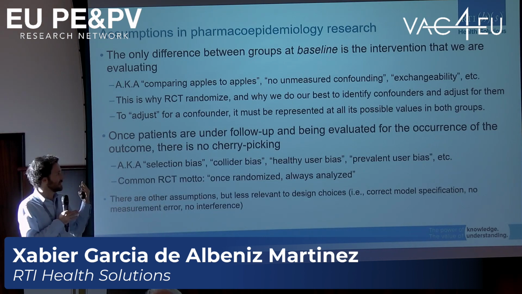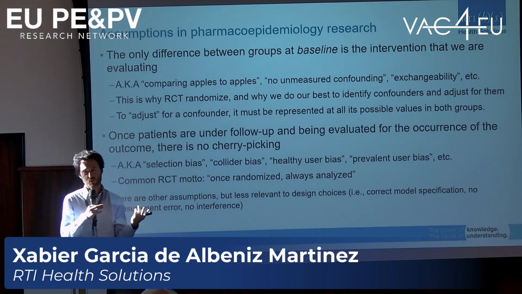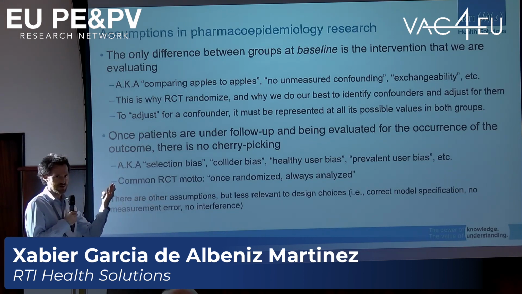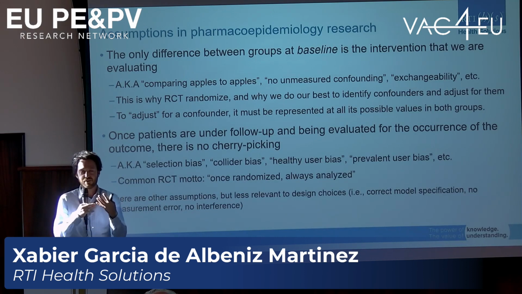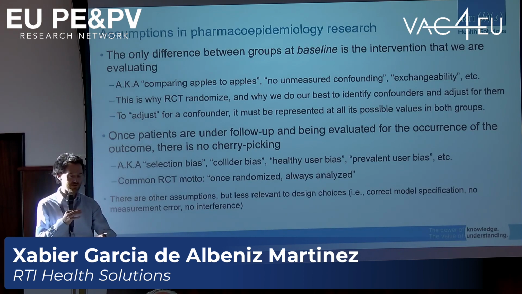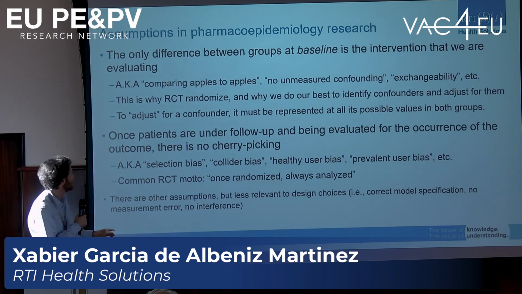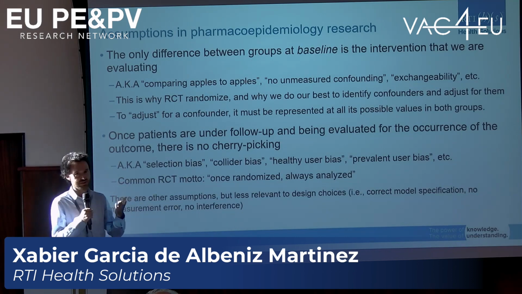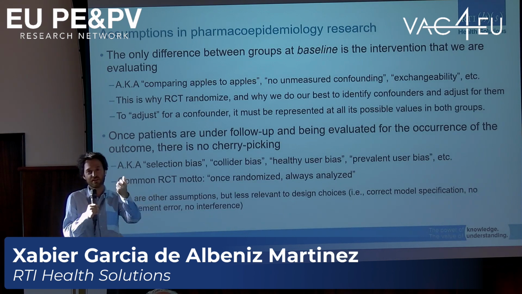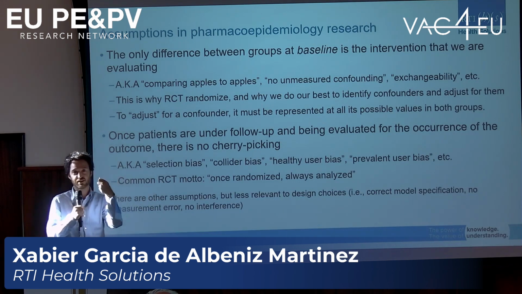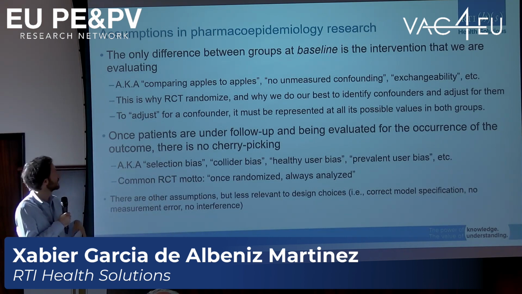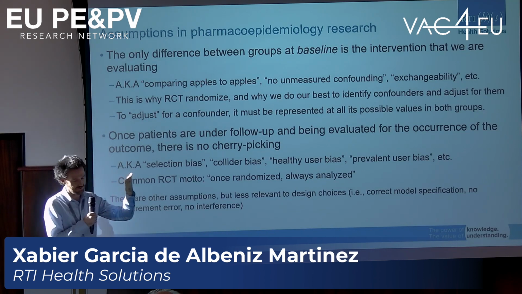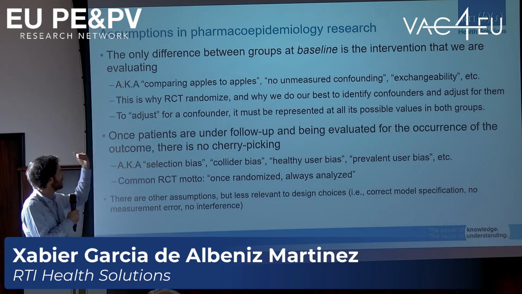So the two basic assumptions that we work with when we do pharmacoepi is first, no unmeasured confounding, which means that we are doing a fair comparison. We are comparing apples to apples. That's why in randomized clinical trials we randomize, because we want to make sure that the only difference between our two groups is the exposure. All the rest is exactly the same.